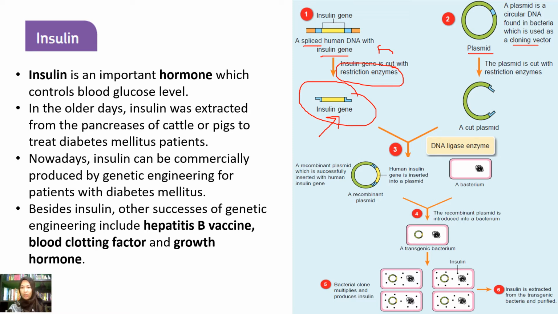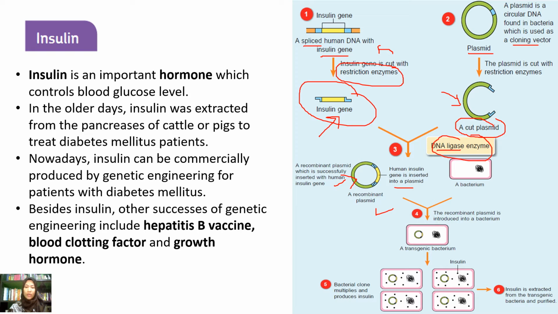Okay, the technology carried out, you can see from here, a cut plasmid by using DNA ligase enzyme. Ligase means they akan attach the gene from human with the plasmid from bacteria. Okay, enzyme ni yang akan bertindak untuk lekatkan plasmid, the circular DNA from bacteria, with the insulin gene from human. So, human insulin gene is inserted into a plasmid. So, now a recombinant plasmid formed.